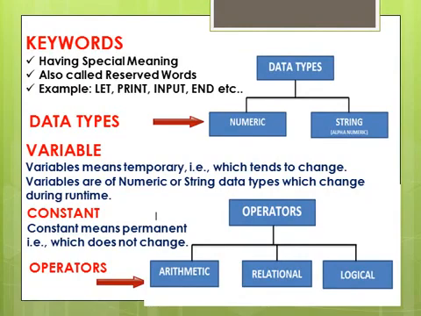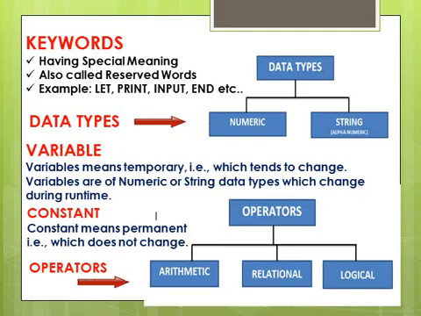Every programming language consists of its own character sets. That is the symbols, the characters, the numbers, which we can use to create the words in the particular language. The character set of Qbasic consists of alphabets capital A to Z, small a to z, numbers 0 to 9, and special symbols like plus, minus, ampersand, blank spaces, comma, semicolon, etc.